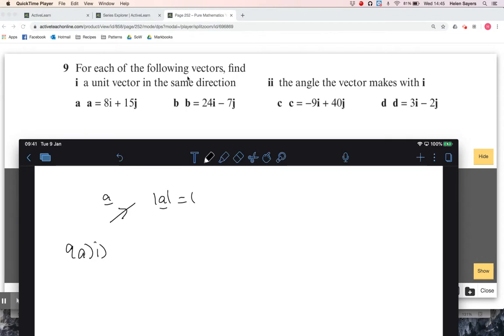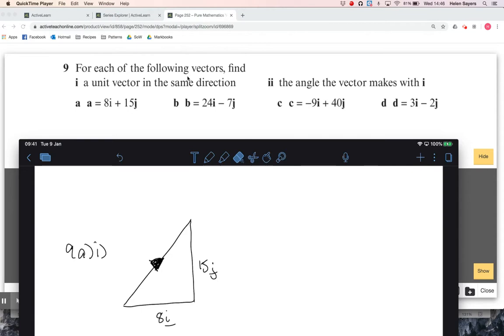So that vector, so 8i, let's just sketch out very roughly. So the 8i is 8 to the right and the 15j is 15 up. Clearly that is not to scale. So that is the vector. Okay, that sloping line with the arrow on. So the current magnitude, so they're calling that vector A. So let's not use A to mean two different things. Okay, so that's vector A.